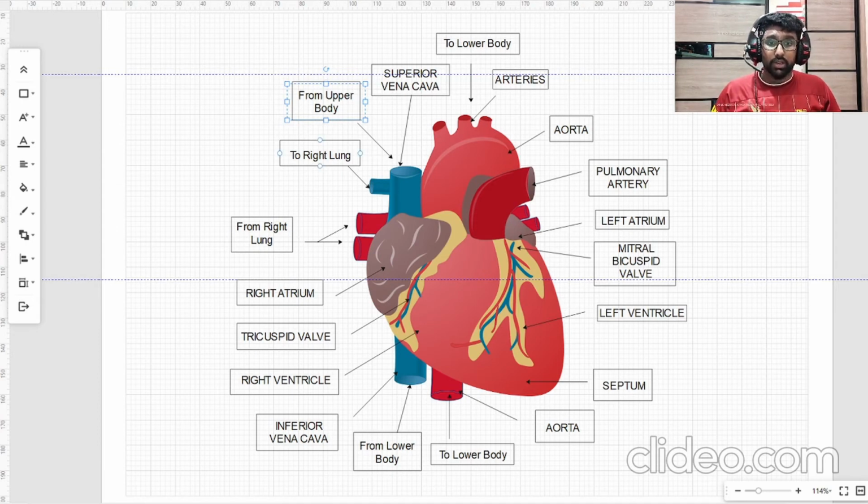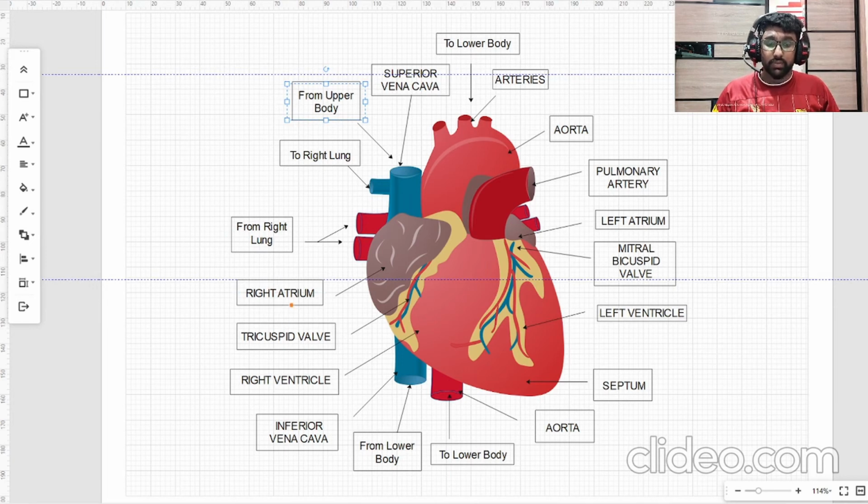And then we can see here, this is an artery actually to the right lungs. This is where the blood goes to the right part of our lungs. And then we have from right lungs. So this is actually where the blood also comes in from the right lungs. So this is a vein over here.